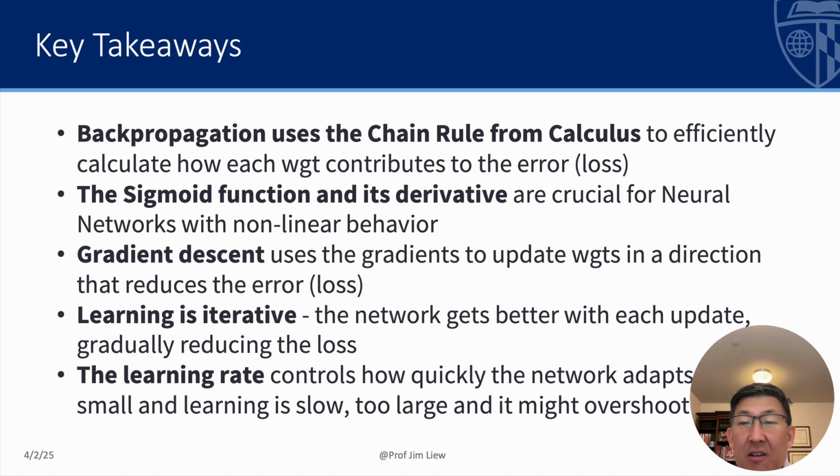Now for the key takeaways. Backpropagation uses the chain rule from calculus and efficiently calculates how each weight contributes to the overall loss. And remember, when you have a sigmoid function in there, you also need the derivative of the activation. The derivative of a sigmoid function is sigmoid times 1 minus sigmoid. You can prove it to yourself. But basically the chain rule becomes a little bit more sophisticated, and so you have to work out those derivatives for the activation functions whenever you're working backwards.